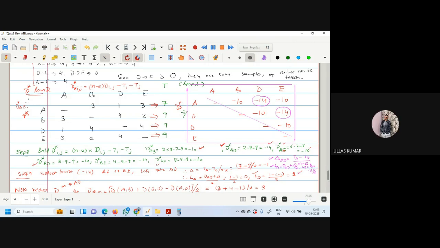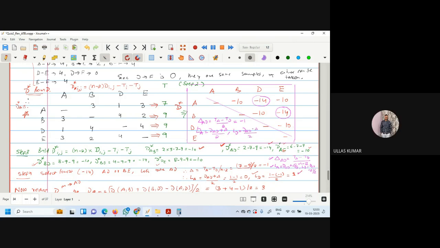Why is it 1 minus minus 1? Because the formula is: you find delta AD equal to (TA minus TD) by (n minus 2), and it has come as minus 1 in this case. Now the limb length of A is equal to (DAD plus delta) by 2. And the limb length of D formula is (DAD minus delta) by 2.